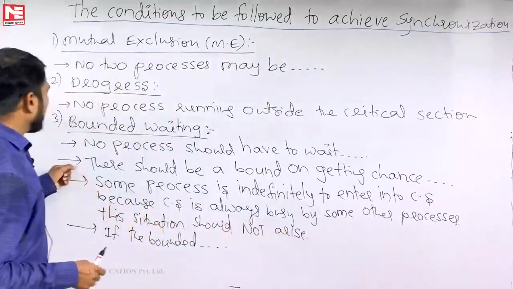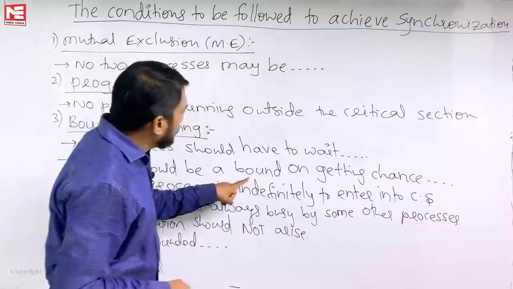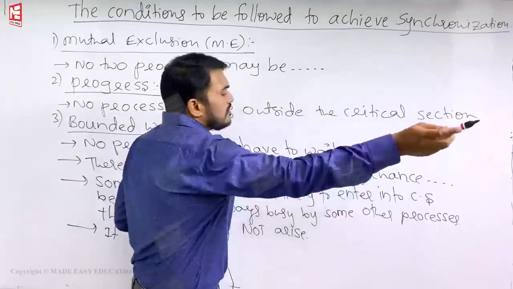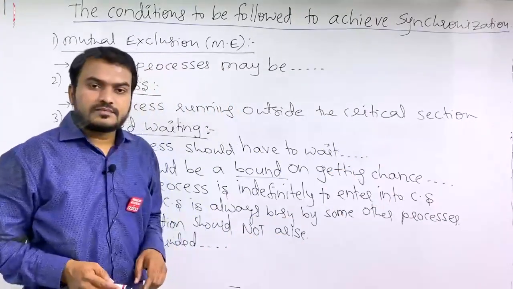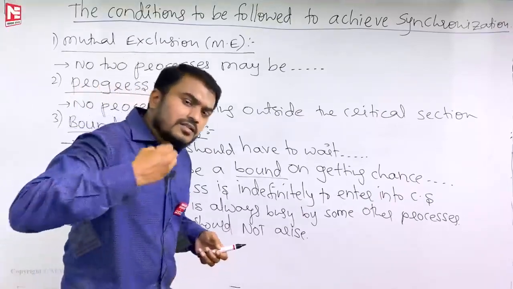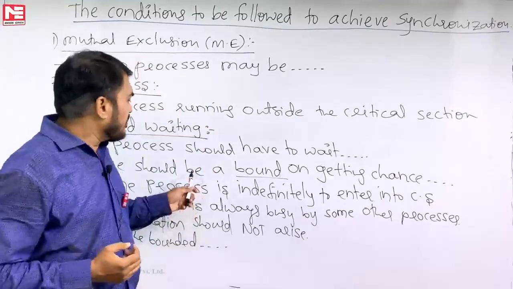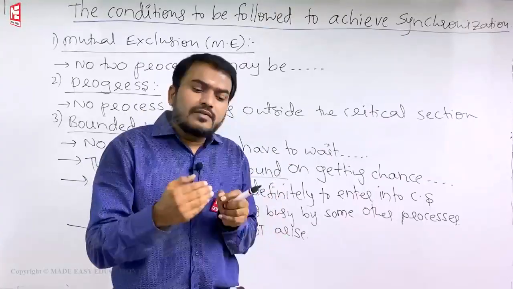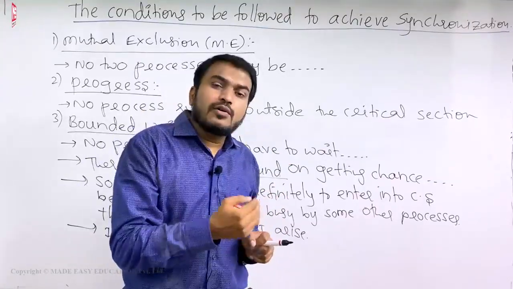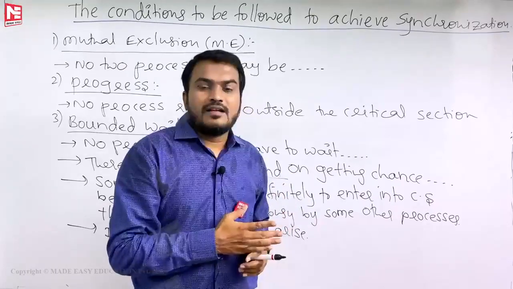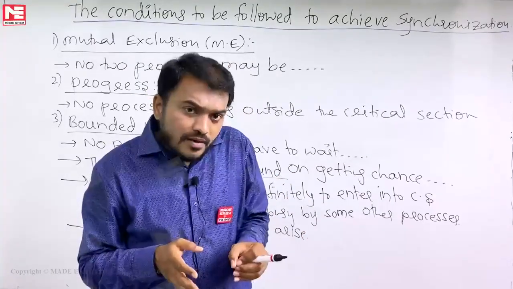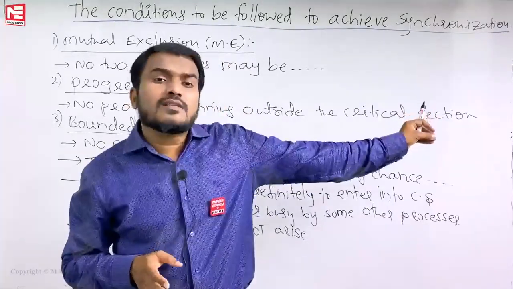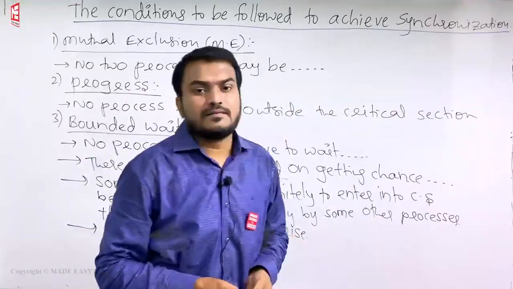Second point: there should be a bound on getting a chance to enter into the critical section. Bound means limitation. So you should have a proper limit on after how many processes it will get a chance to execute. For example, after 10 processes come out of the critical section, then this one will definitely get a chance.